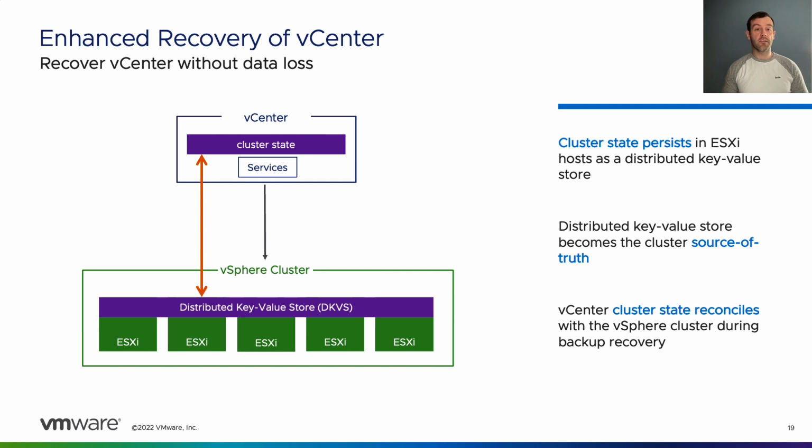So the idea behind the distributed key value store is that when vCenter is restored from backup, it will communicate with the clusters, and the clusters will reconcile the missing data to vCenter. So vCenter can absorb that missing information between the time the backup was taken and a restore event occurred.